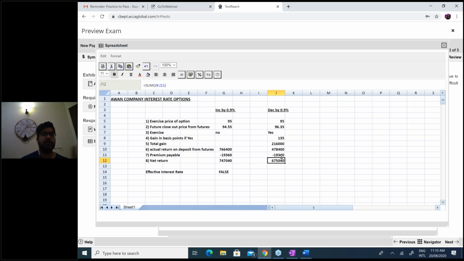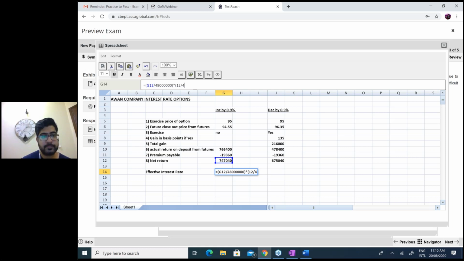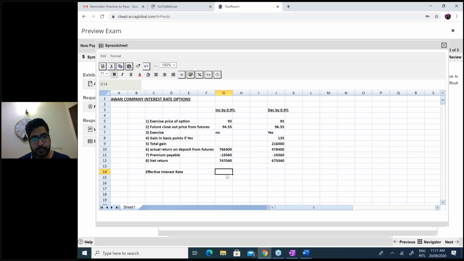Since the answer is varying, because in one case it was yes and in one case it was no, the effective interest rates would be separate for both of them. In the first case, the effective interest rate, net answer over amount into 12 over 4, is coming 4.66%. And in the second, it's coming 4.219%. This effective interest rate is the thing which you have to use to decide.